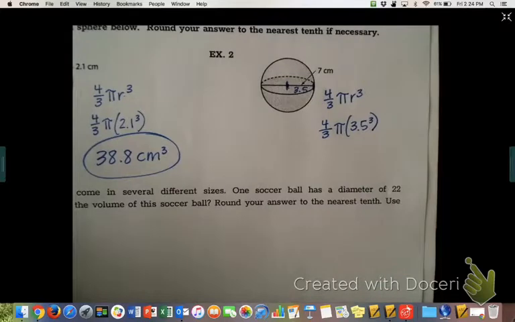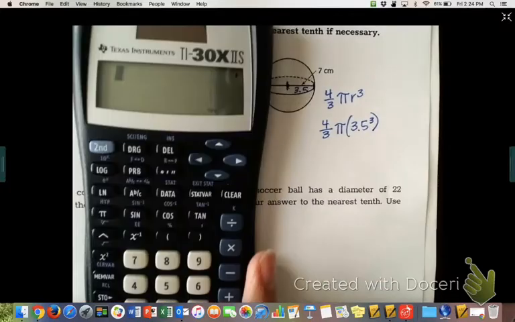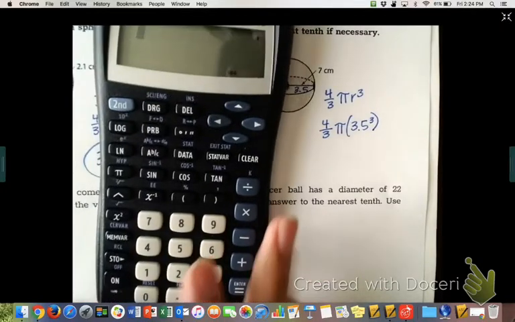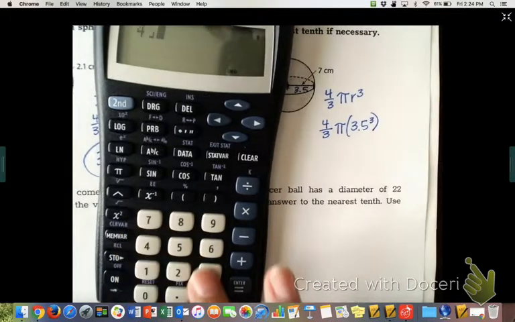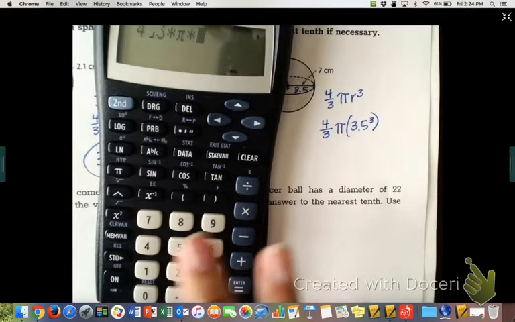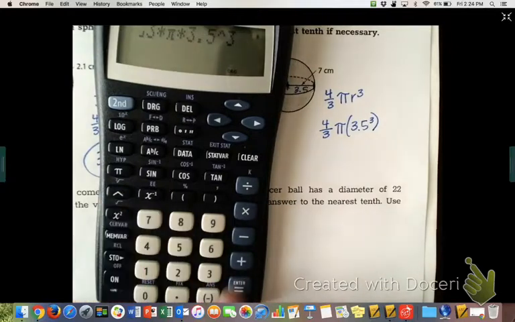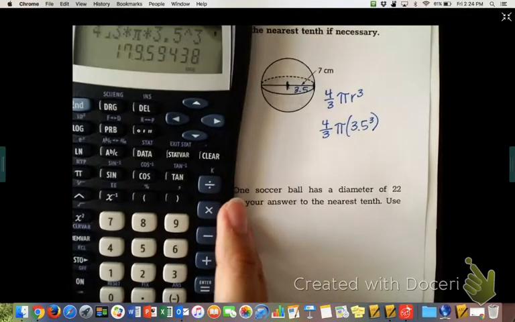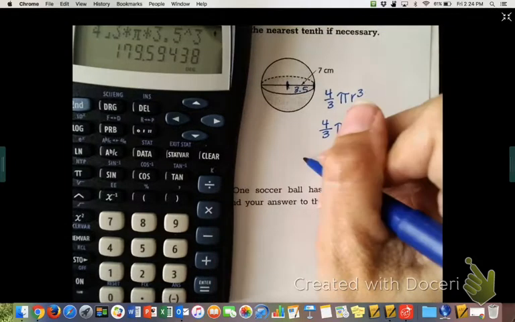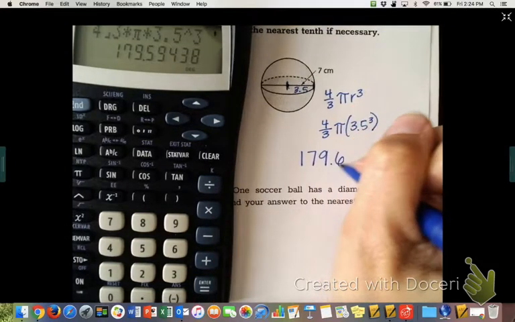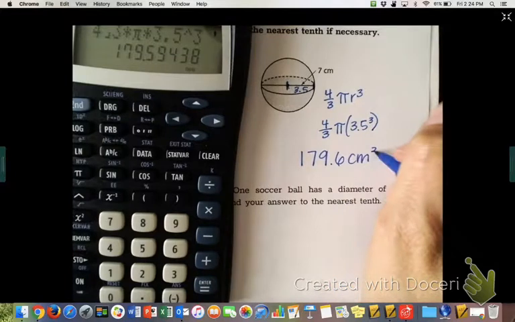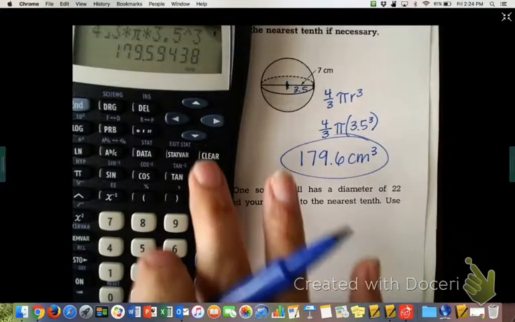Alright, I'll put it in my calculator again so you guys can practice seeing it. 4/3 is 4 ABC 3 times pi button times 3.5 to the, that little caret key right there means to the third power. And that equals 179, we're going to round that up to 179.6 centimeters cubed. This is all very simple.